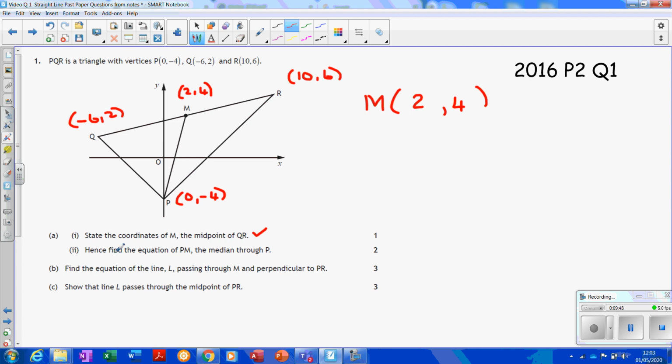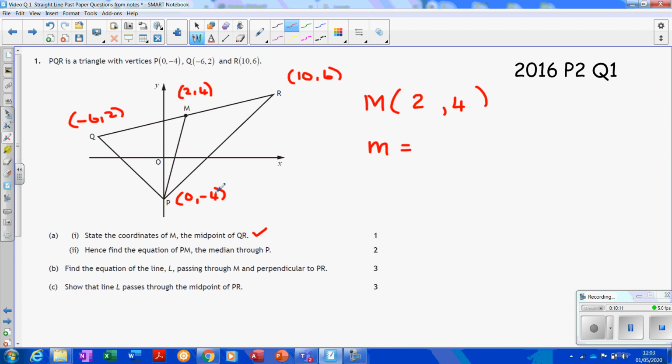Right, so we've got that one. It says hence, so that means use information you've just got. So hence find the equation of PM, the median through P. So PM is that line there. So I want to find the equation of PM. That's the median. Now I know 2 points on that line, so I can work out the gradient. So the gradient is y2 minus y1 divided by x2 minus x1.